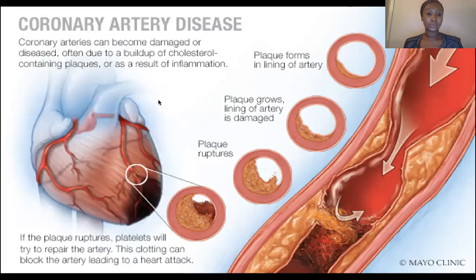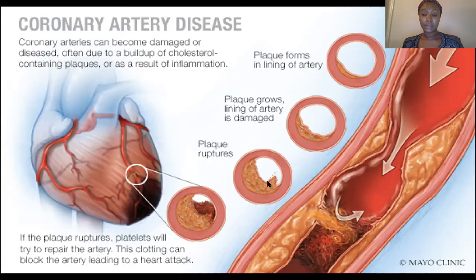So this shows us coronary artery disease and how it can damage or disease the coronary arteries, often due to a buildup of cholesterol, which is the atherosclerosis containing plaques, or as a result of inflammation. On this end here, we can see how the plaque forms in the lining of the artery. It starts gradually and then builds up to where it damages the lining of the artery.